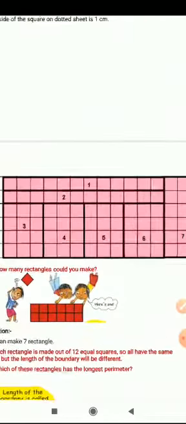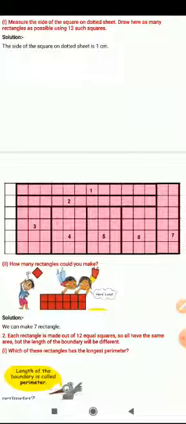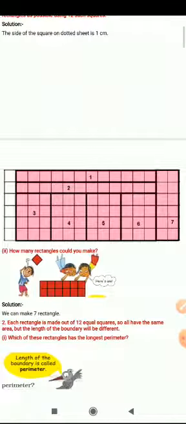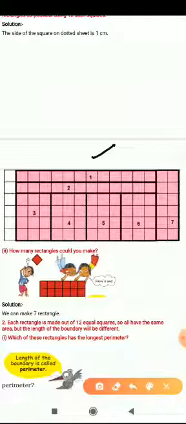Here I have solved this question. We can make rectangle by using this square of 1 centimeter in different ways. I have drawn over here 7 rectangles. You can observe over here: 1, this 2, 3, 4, 5, 6 and 7.